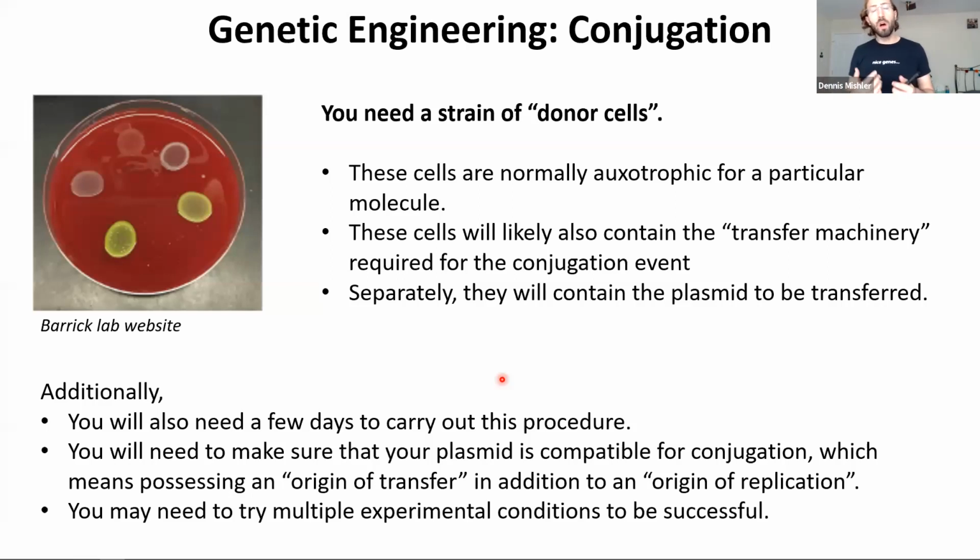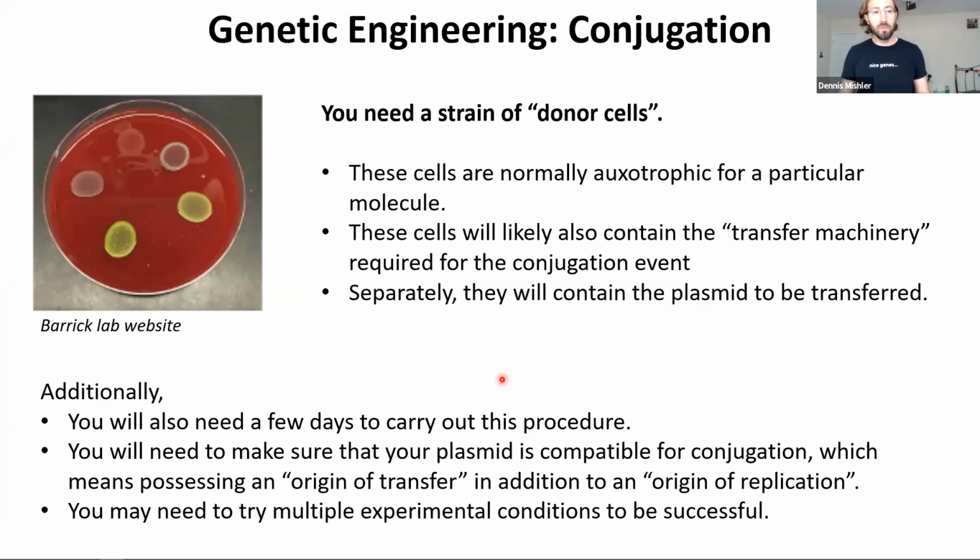The donor cells should also probably contain all of the transfer machinery within their own genome, within their own chromosome. And this is different from nature. In nature, all that transfer machinery is going to be encoded on the plasmid to allow for the transfer. But when we're genetically engineering and making things, we'd rather that machinery be on the chromosome so that our plasmid can be as small and contained as possible.